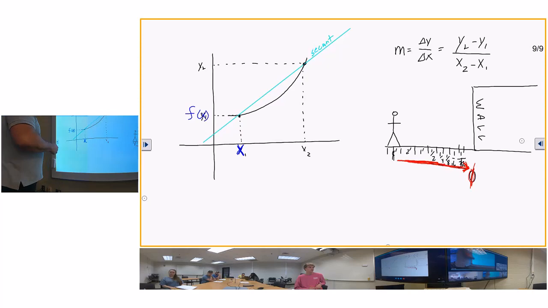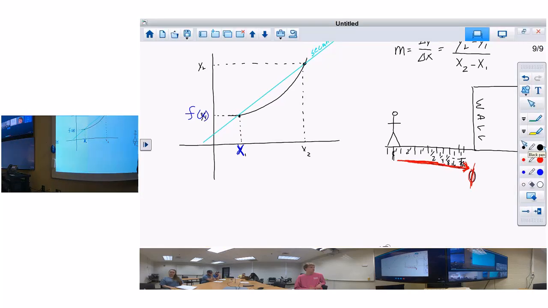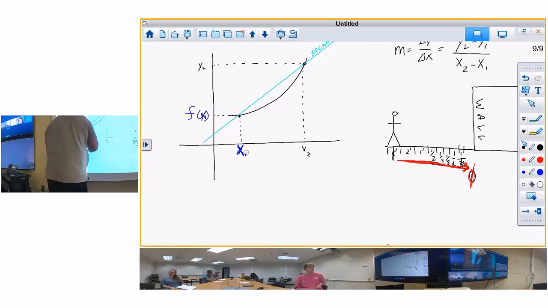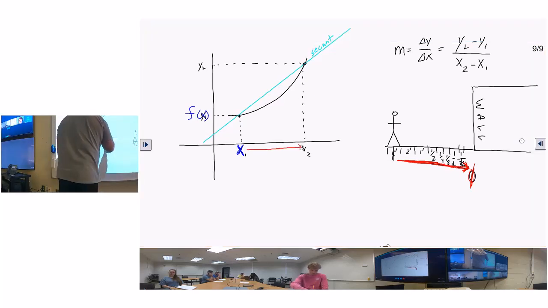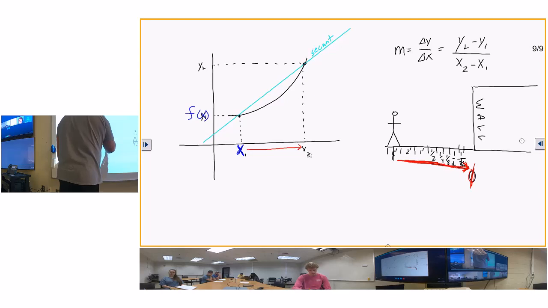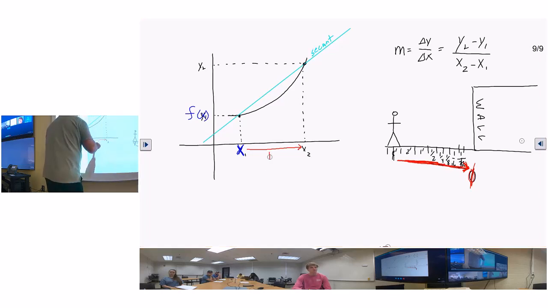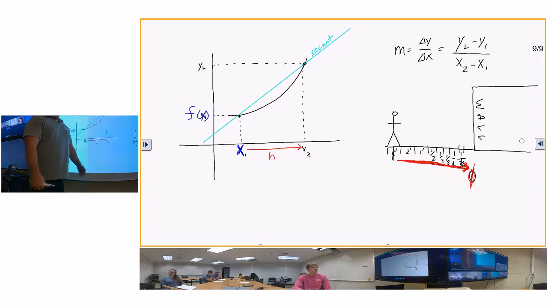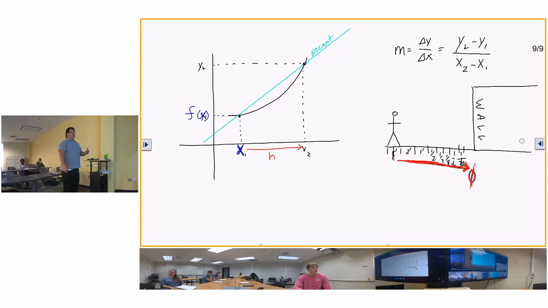Okay? Now here's where we're going to put this red in. The red between x and the second x is called h. You can call it d, some people call it d for distance. I don't know where h comes from, maybe horizontal distance, but we're going to call that h.